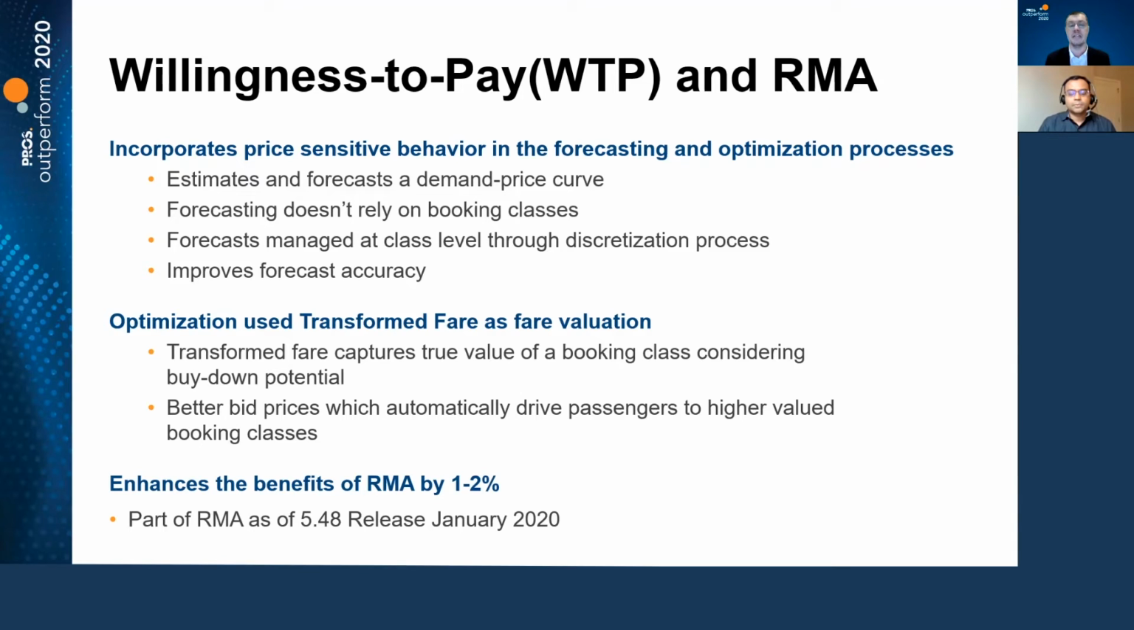In terms of optimization, we use the concept of transform fares. This captures the true value of a booking class, considering the priceable or buy down potential of the passengers. Because of that, we see that this generates better bid prices, which also automatically drives those passengers to those higher valued booking classes. We've seen that this enhances revenues from RMA by 1 to 2%. And this was released earlier this year as part of the 548 release of the RMA edition.